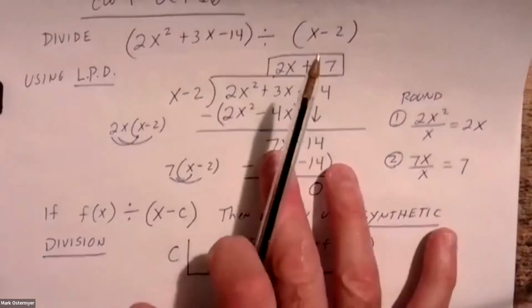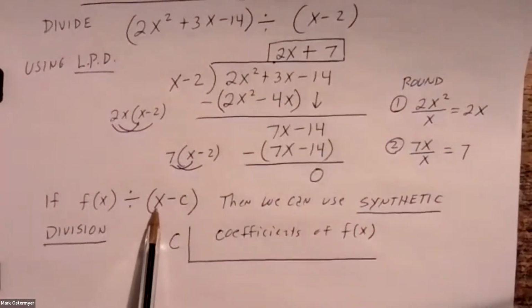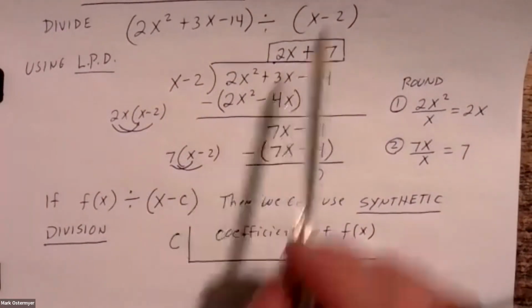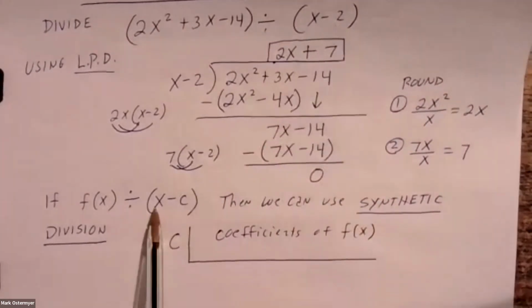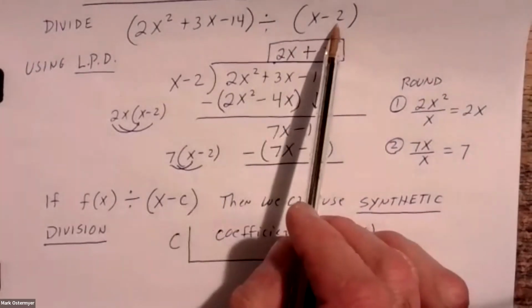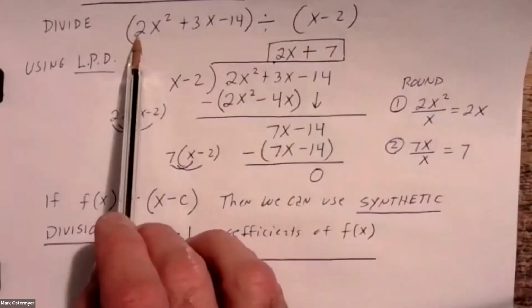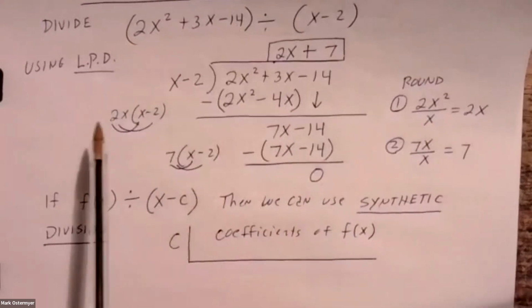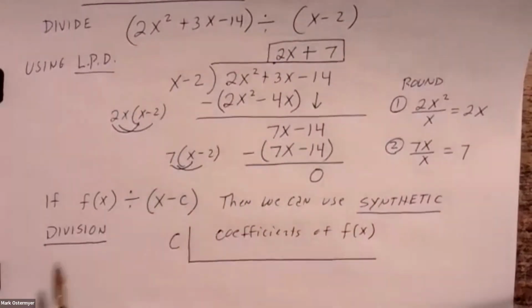And so I have a question for you. Is my binomial divisor of the proper form? Is it of the form x minus c? The answer is yes. And so what would be my number c here? My number c would be just 2. So I'm going to divide 2 synthetically into the coefficients of this polynomial here. That is to say, I'm going to divide 2 into 2, 3, and negative 14.